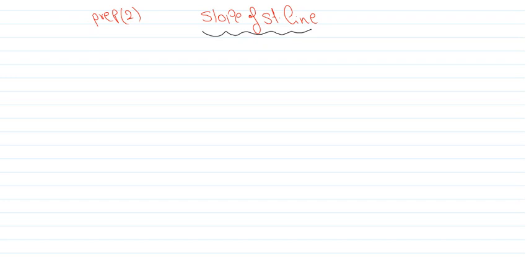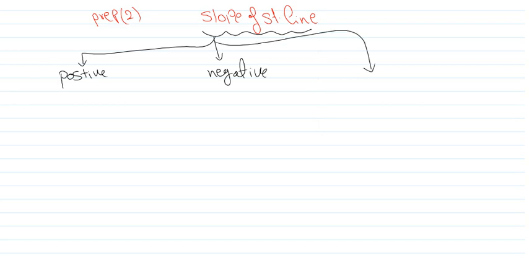Today we will talk about the slope of a straight line. The slope of a straight line can be positive, negative, or zero, and the third one is undefined.